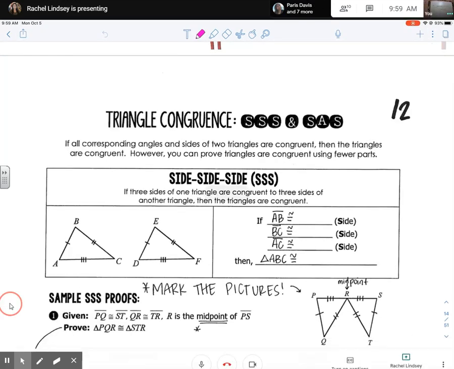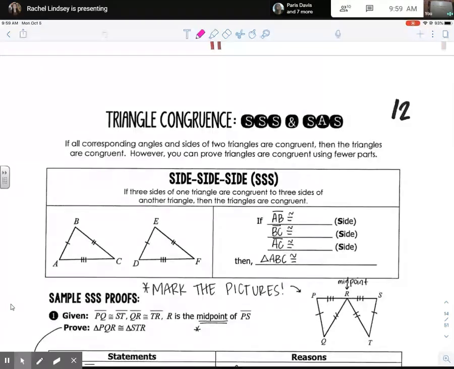So, with proofs, we are going to be given some information, and then using that information and the pictures that are given, we have to prove that the two triangles are congruent by one of the 5 postulates. The first proofs we're looking at are side, side, side, and side angle side.